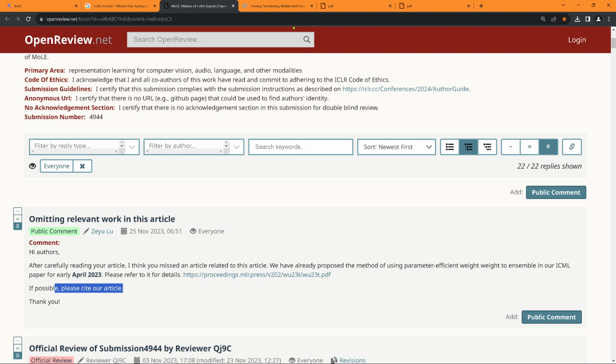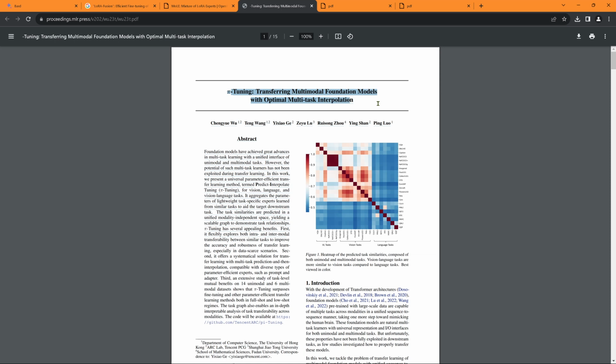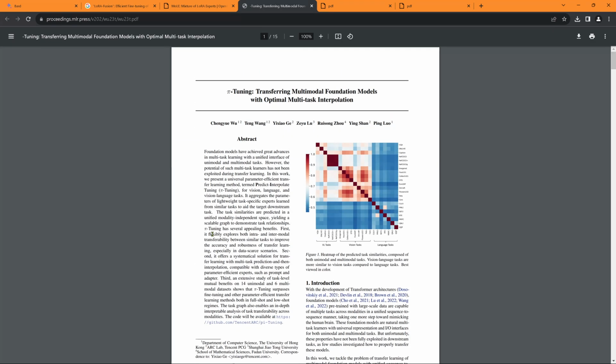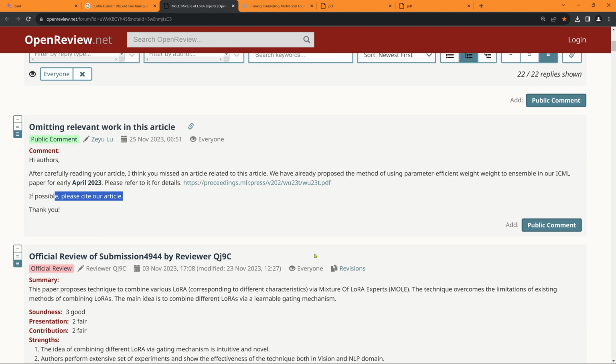So you go there, proceedings, and you find out, for example, this is fine-tuning, transferring multi-modal foundation model with optimal multitask interpolation. And maybe you have never heard of this, because every week we have close to 600 new AI publications. And you only read about 1 or 2 or 3 topics a week. That is brought up to the attention of the media. But if you're in research, this is not enough. But let's have a look.